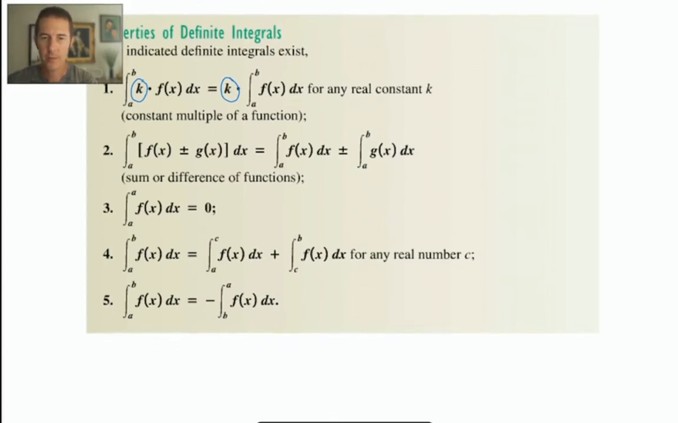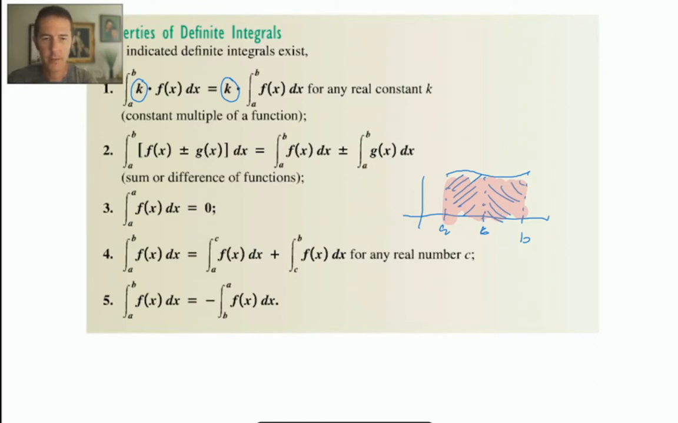Number 4 says that if I were finding the area under the curve from A to B, I could find that area, or I could find the area from A to C, and I could add it to the area between C and B, and that would be the same as having found the area from A to B. Why would you ever want to do that? Why would you ever want to split it up like that? I'll show you in a minute.